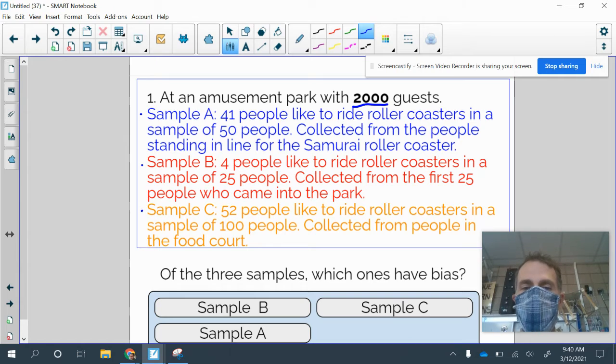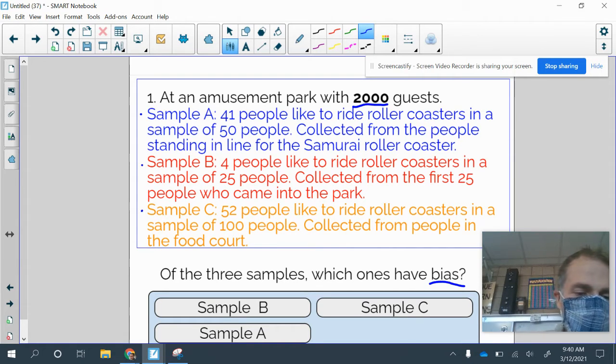Okay. So let's see if we can do this problem. And then you should be able to do most of this Boom Card. We kind of scaffolded it in a way that it has baby steps to start with. Even though it looks really long, the problems are divided up into really simple, tiny parts. Anyway, of these three samples, which ones have bias?